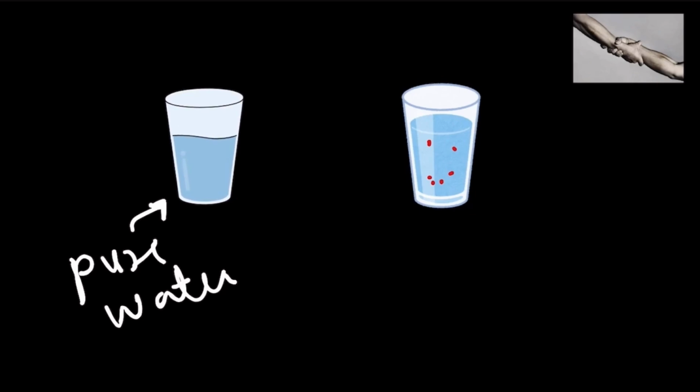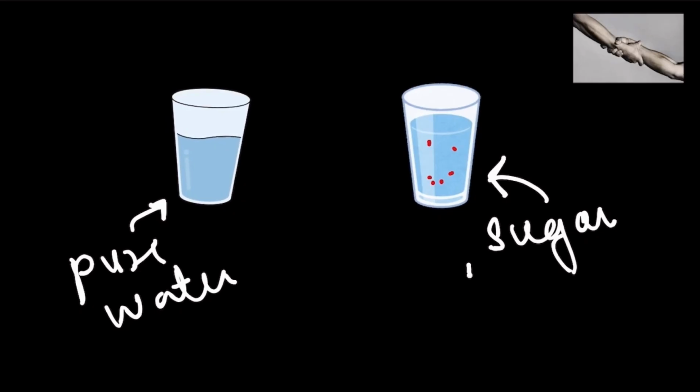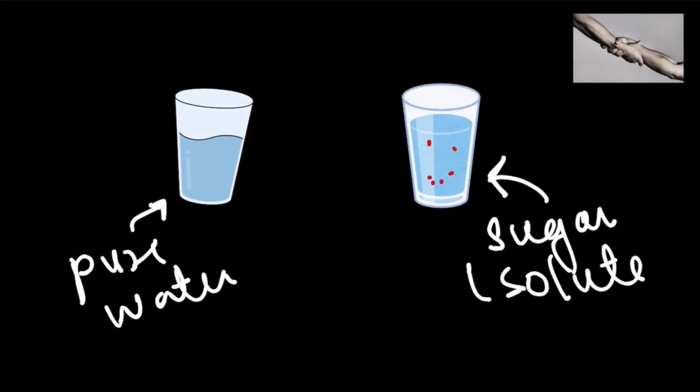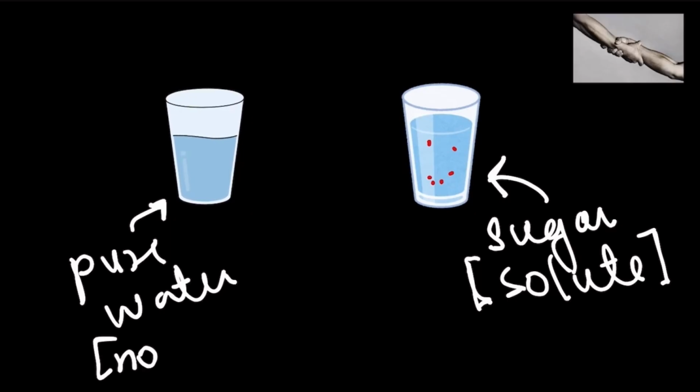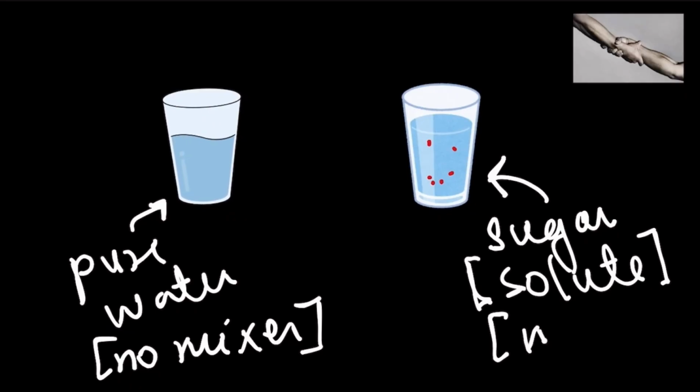Now, when you look at these two glasses, this is a glass with pure water. It has no mixture in it. Nothing is mixed. And when you look at this one, it has some red dots. I've denoted that as sugar, and sugar is a solute. Anything which is able to dissolve in water is known as a solute. So this is pure water with no mixture, and here, sugar is mixed.